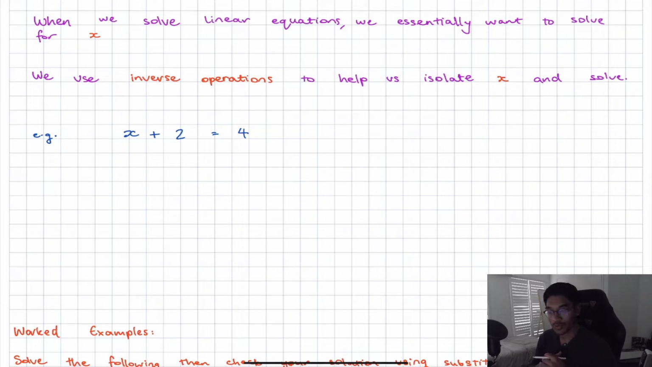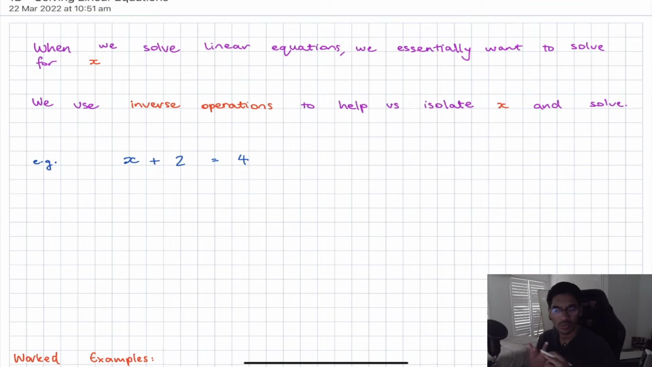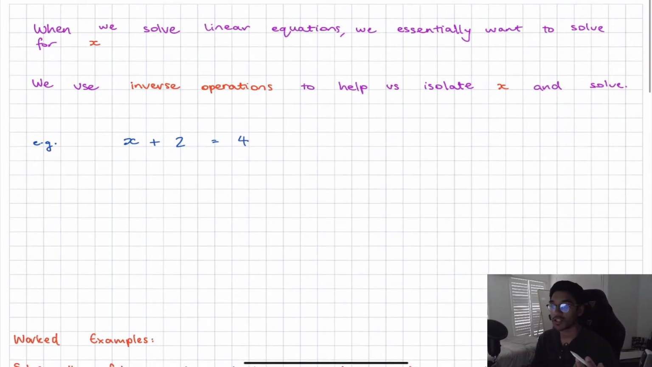So we're going to chapter one, which is linear relations, and we're going to start with 1D and then go to, I think it's 1G. So 1D is called solving linear equations. Basically, when we're solving linear equations, what we want to do is solve for x. And we use something called inverse operations to help us isolate x, or get x by itself, and solve. Inverse operation sounds pretty funky, but it's just doing the opposite of what's on the screen.